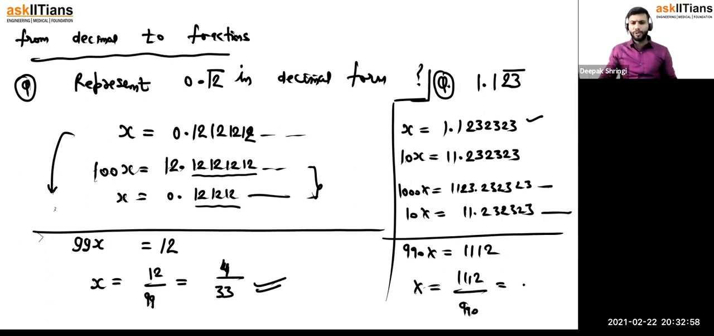Okay, you can cancel it by 2 definitely. Let's do it by 4 directly. Wait, it won't work with 4, sorry sorry, 445, it won't work with 4, it will work with 2. And with 2, it will become 556 over 495. So the answer is 556 by 495. Got it? This is the concept, that's simple.